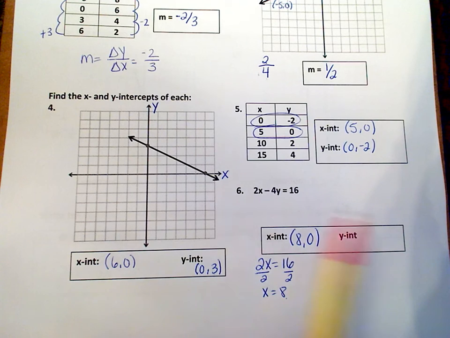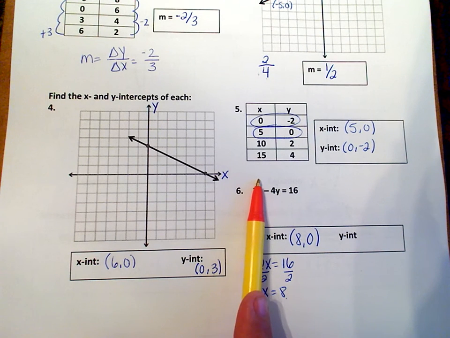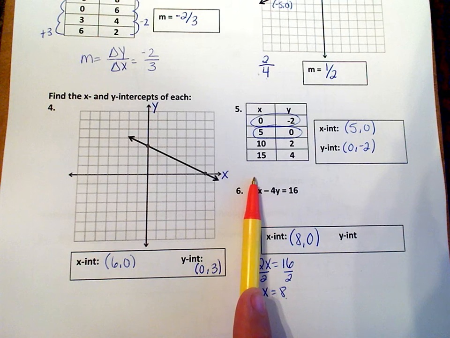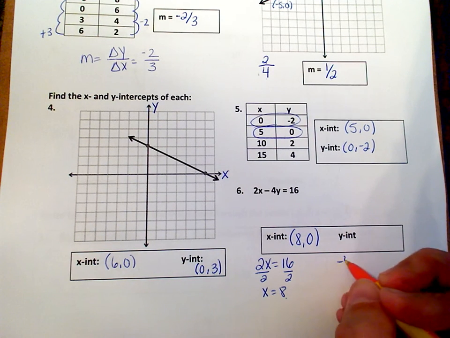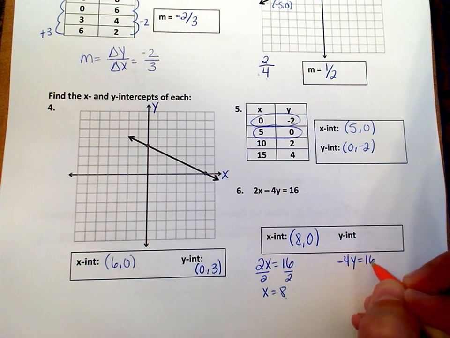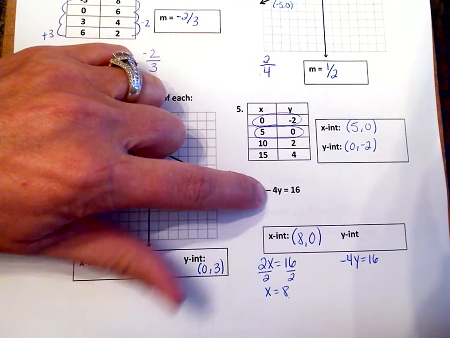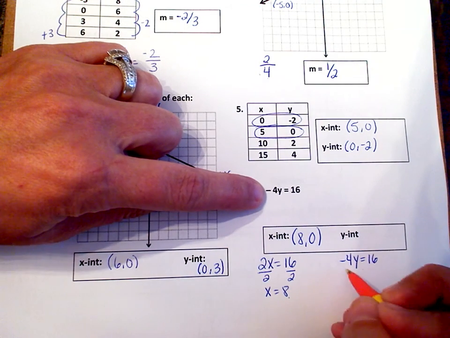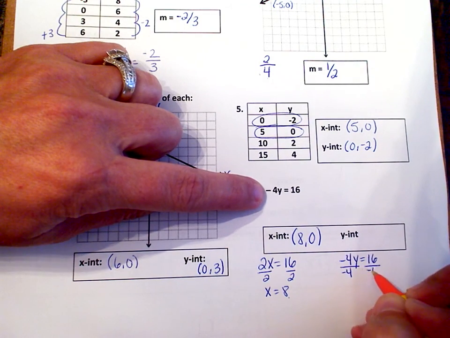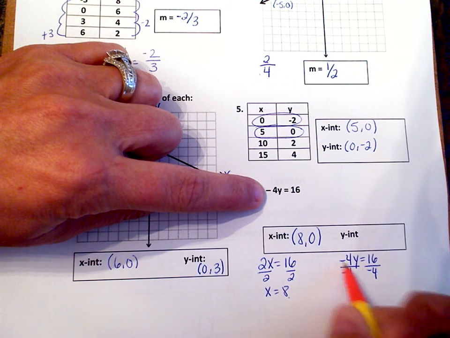Now to find the y-intercept, we cover up the x. Make sure you don't cover up that minus sign, because that goes with the 4. So when I write down that, I'm going to have -4y equals 16, because I've covered that up, so that's what I have left. And then I divide both sides by -4. Don't forget about that negative sign.